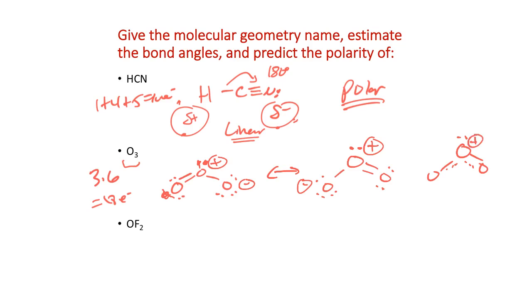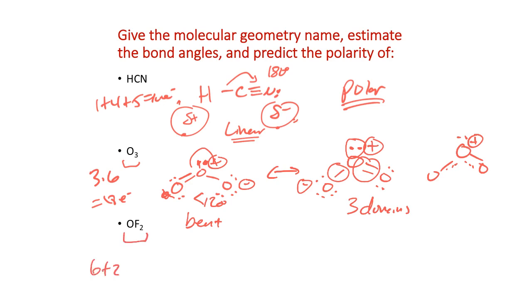Okay, so in terms of chapter 9 here, the geometry name here, we have 1 domain, 2 domain, 3 domains. We have 3 total domains. So the electron domain geometry is trigonal planar, but the molecular geometry name here would be bent. So ozone, its geometry is bent. Now the bond angle here, electron pair repulsion is a little greater. We'd expect the bond angle to be a little less than 120 degrees.